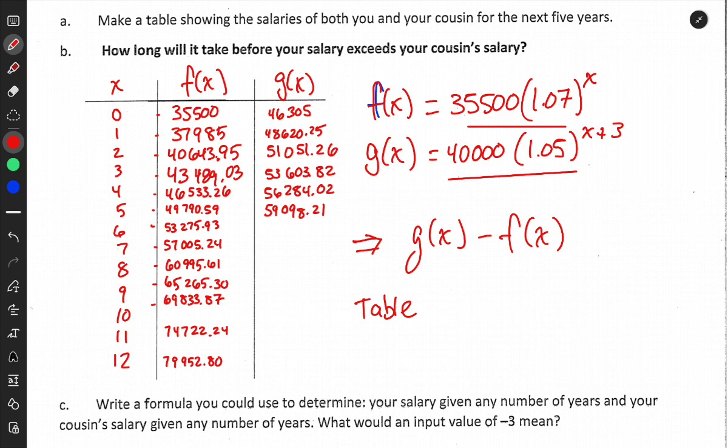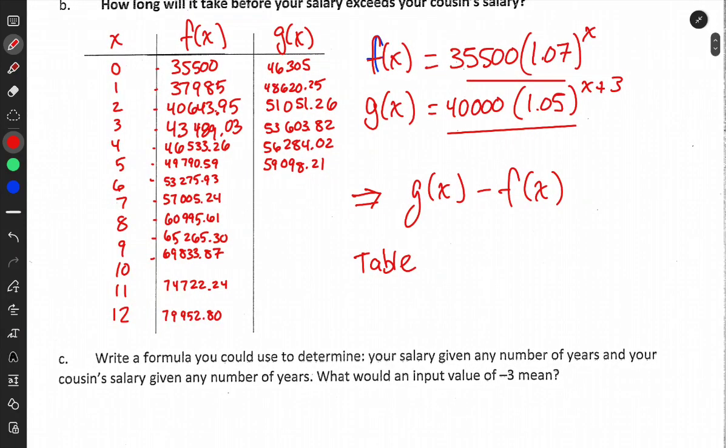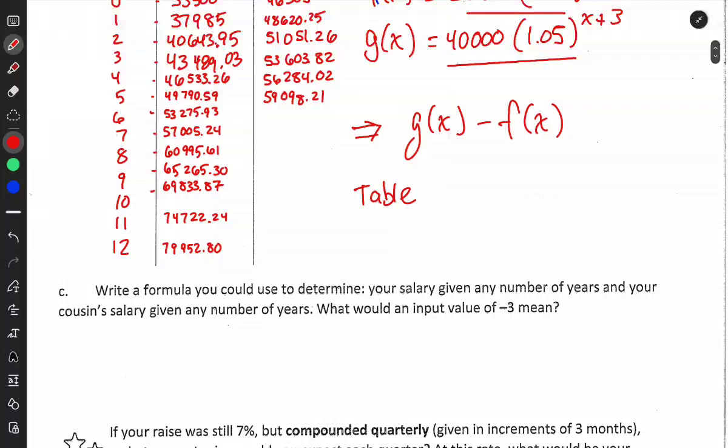Okay, this is interesting. So at year 14, your cousin is making $142 more than you are. 14 years at the same company, and the cousin's still making $142.77 more than you. But the very next year, year 15, this becomes a negative number. On my calculator it says negative 1,680. You are now making $1,680 more than your cousin. So at that point, at year 15, you're making more.